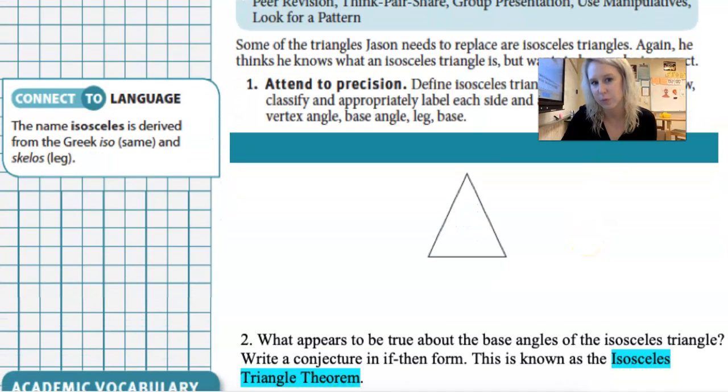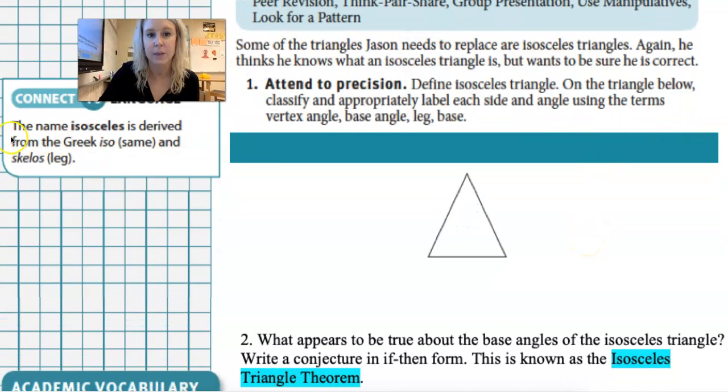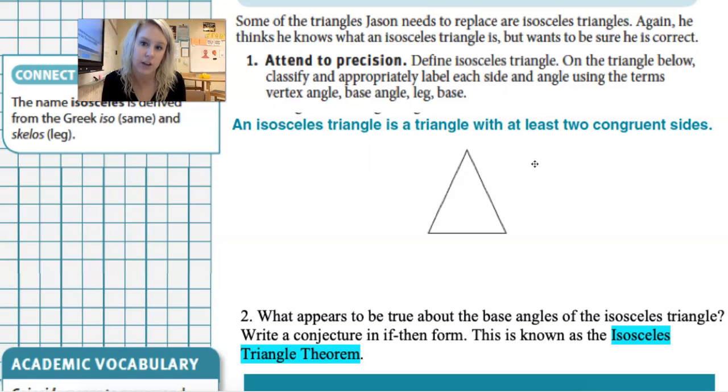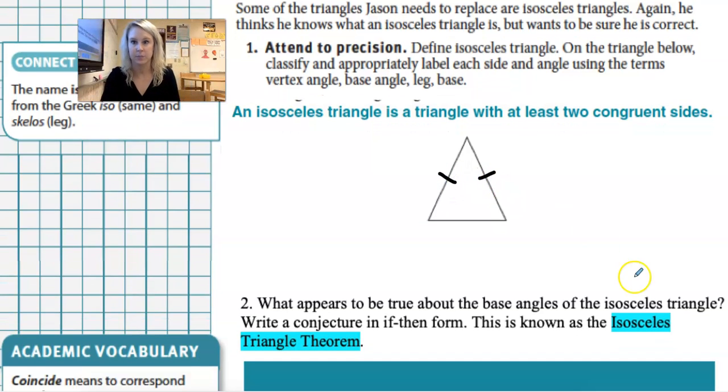You've seen it before in middle school. The name isosceles is derived from the Greek iso, meaning same, and scales, meaning leg. So same legs, okay? So let's define an isosceles triangle. Here is the definition: an isosceles triangle is a triangle with at least two sides congruent. So if it has two of the same sides, it is isosceles, okay? We mark that with the same side tick marks.